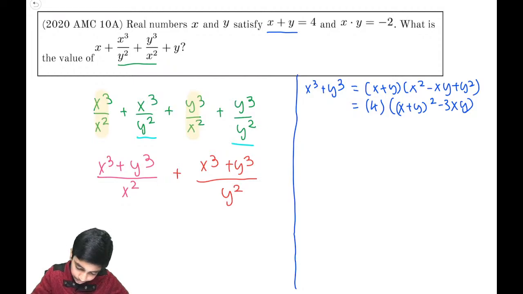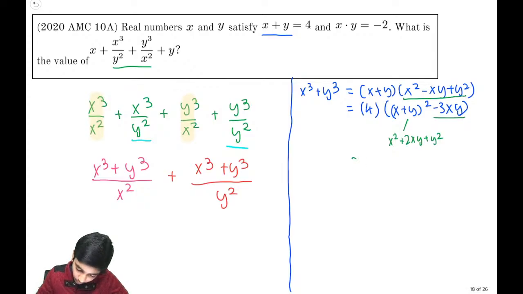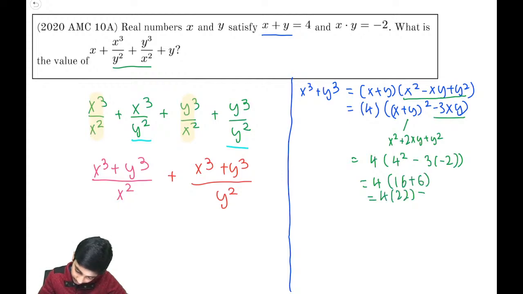As you can see here, we have x squared minus xy plus y squared. x plus y squared is just x squared plus 2xy plus y squared, and then we subtract 3xy to get x squared minus xy plus y squared. This is equal to 4 times x plus y squared minus 3xy. Well, we know x plus y is 4, so we do 4 squared minus 3xy, so minus 3 times negative 2, which is equal to 4 times 16 plus 6, equal to 4 times 22, or 88. So 88 is the answer for this problem.